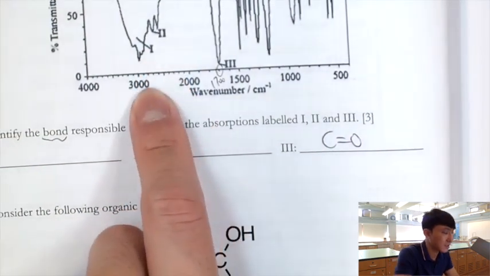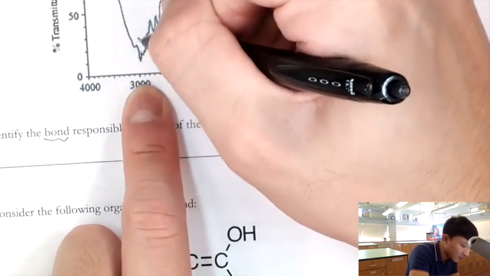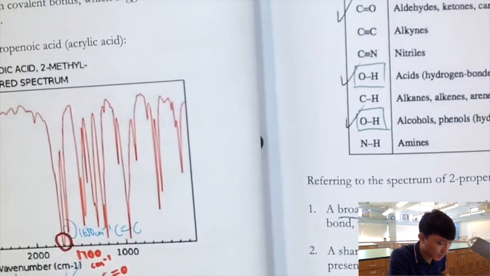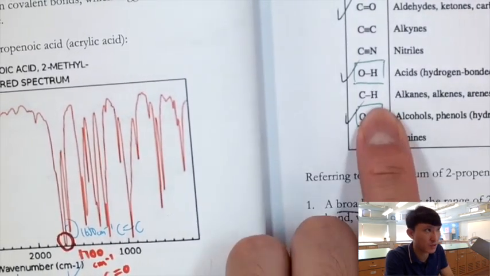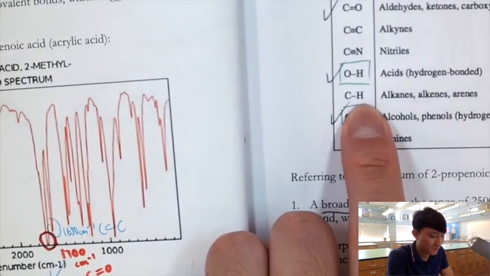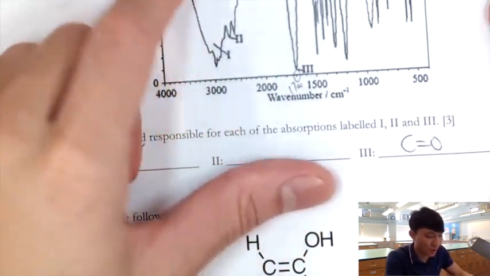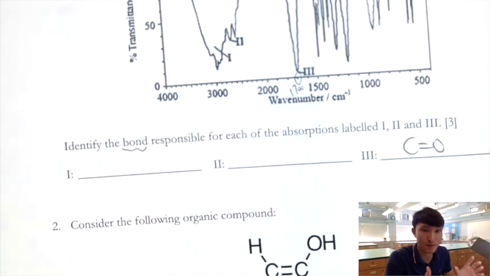Now, 1 here. You may see it's kind of like 2,950, right? So, is it going to be the CH bond? In fact, it is not the case, because this one is pointing to the whole area, the broad peak. So this one is more likely to be OH.